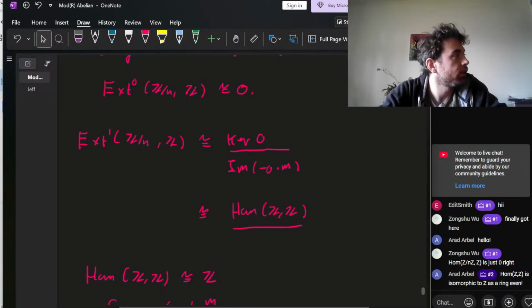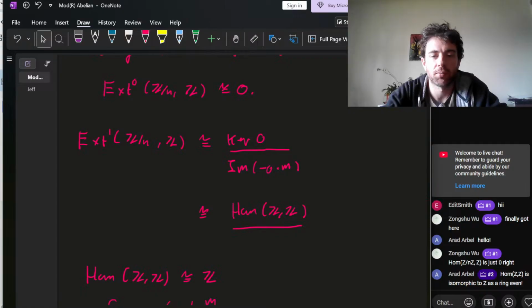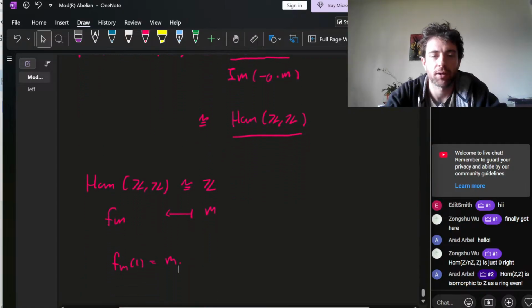So how do we, what was I going to say? We want to determine the image of the multiplication by m map, right?